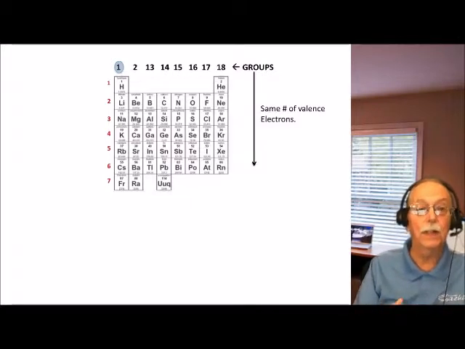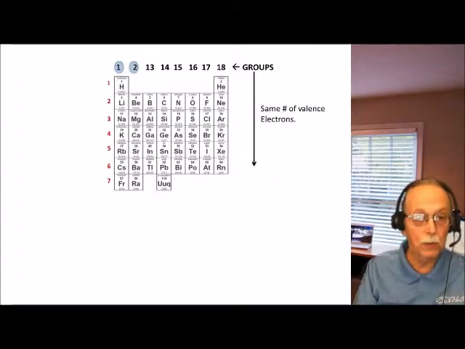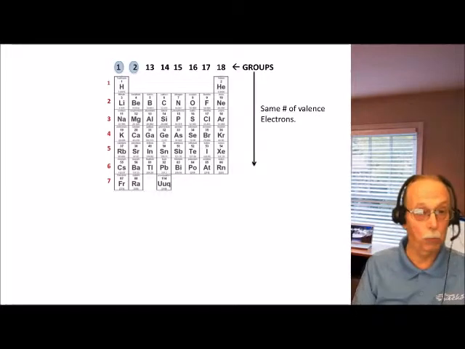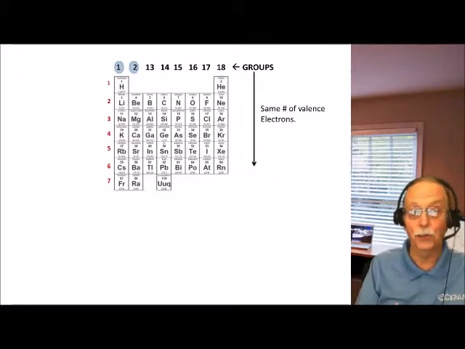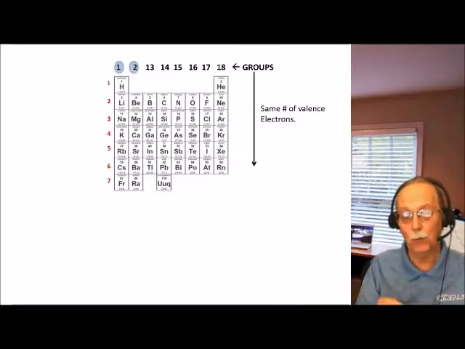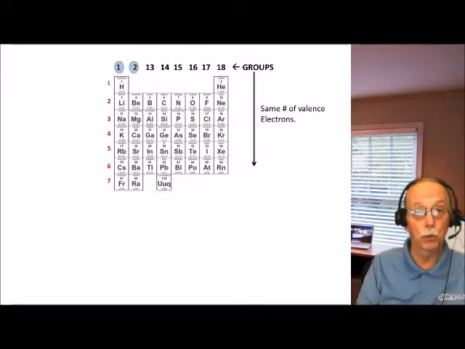All elements in group 2 have two valence electrons. That doesn't mean that they only have two electrons. For instance, a magnesium atom has 12 electrons because it has 12 protons in its nucleus. But that magnesium atom, like the beryllium atom or the calcium atom and all the other atoms that are listed in group 2, have only two electrons in the highest or outer energy level. That's the valence level. So every atom listed in group 2 has two valence electrons.